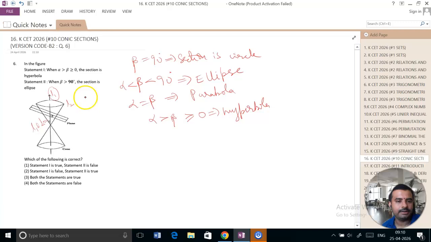See, statement 1 is true, statement 2 is false here, because for beta greater than 90 degree, they given the section is ellipse. This is wrong, because beta should be less than 90 degree, not greater than 90 degree. So statement 1 is true, statement 2 is false. Option 1 is the right answer for question number 6, version code B2. Let's move on.